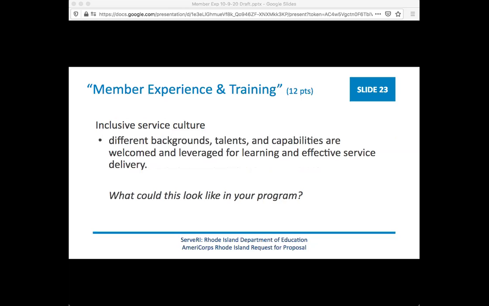And I sort of addressed this already, but once you get them in here, you've got this really diverse group. You've got someone who's just out of high school, a career changer in their 50s who wants a different experience, and someone just out of college. How do you support them all to be successful in service delivery? What is the quality of an inclusive service culture that recognizes and values those members and supports them to be successful?